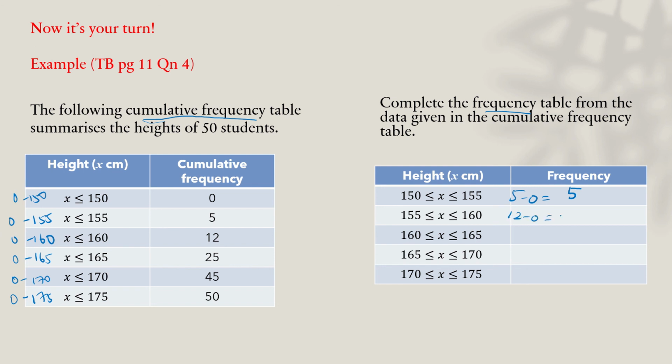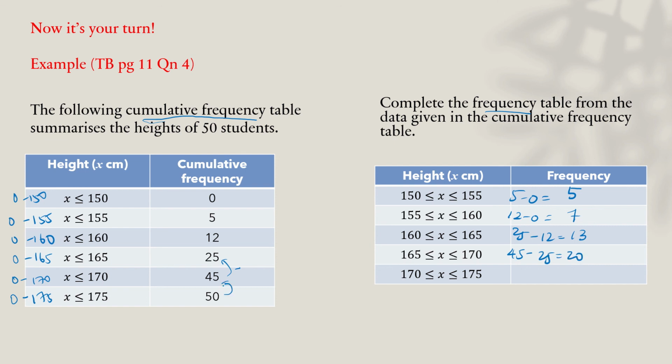12 minus 0 gives us 12. And then we have 25 minus 12, which will give us 13. From 165 to 170, so we take up to 170, minus 25. So 45 minus 25 gives us 20.